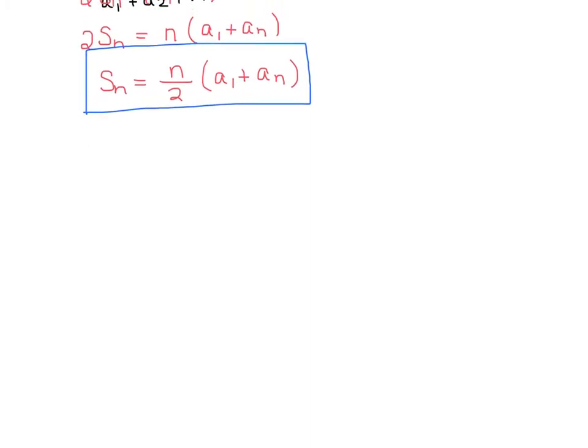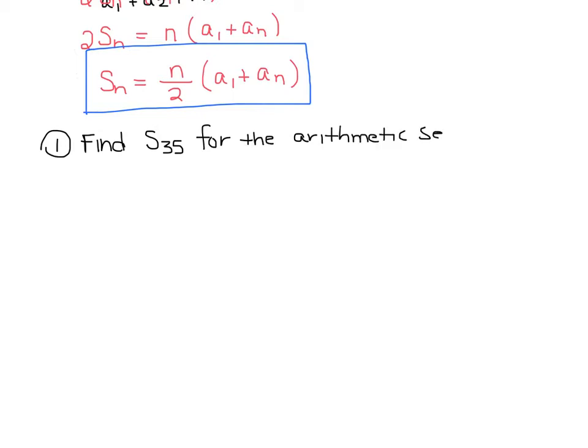Ignore all that. Okay, so here we go. Next one. So let's actually try an example. Number 1. Find S sub 35 for the arithmetic sequence of 2, 5, 8, 11, dot dot dot.